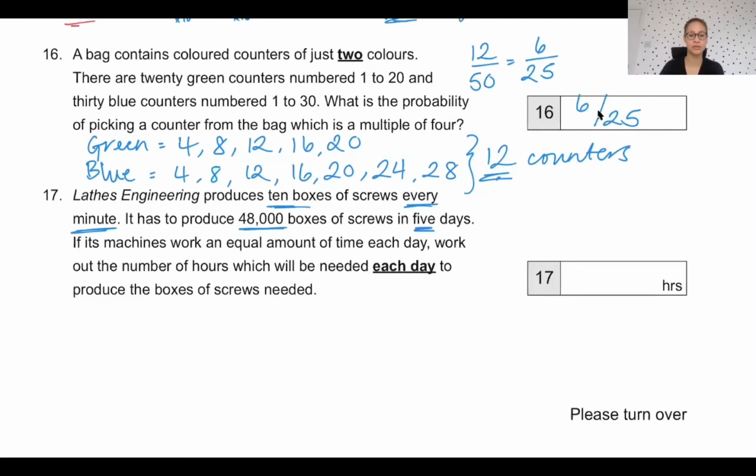Got it out in the end. So let's go over that again, lots of numbers. So it has to produce 48,000 boxes of screws in 5 days. Same number of boxes every day. So we'll just assume that, and then we don't have to worry about the last part of information. So if it produces 48,000 over 5 days, how many boxes do they need to produce every day to make it to 48,000?